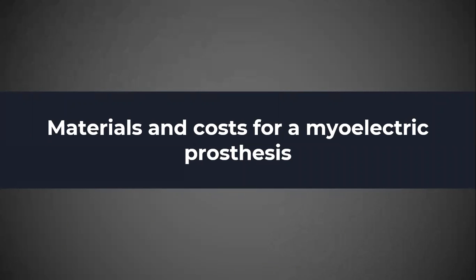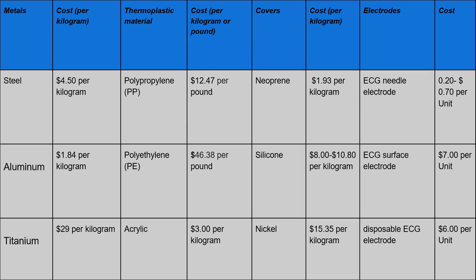Materials and cost for myoelectrical prostheses. Our main materials that we selected were steel, aluminum, and titanium. Here you can see the cost per kilogram. The thermoplastic materials, with the cost for those materials per kilogram or pound, the covers, which would be neoprene, silicone, and nickel, and the electrodes, with the most popular being the ECG needle electrode, the ECG surface electrode, and the disposable ECG electrode.